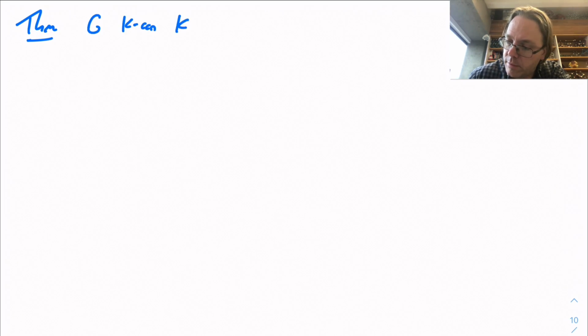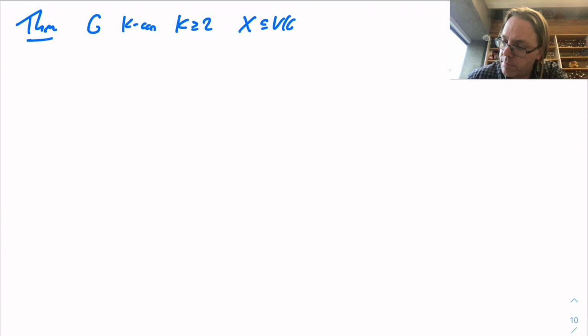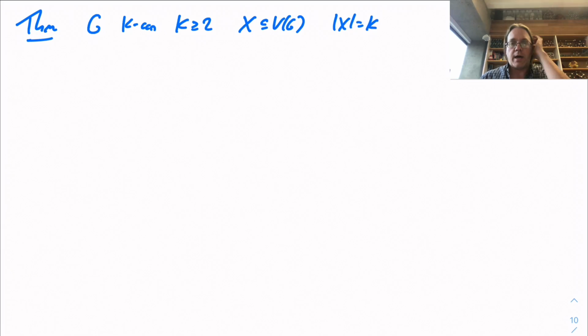So here's the theorem. I'm going to give you a k-connected graph for k at least 2, and I'm going to give you a subset of vertices with size exactly k. Then the theorem tells us that you're guaranteed the presence of a cycle that contains all those vertices.